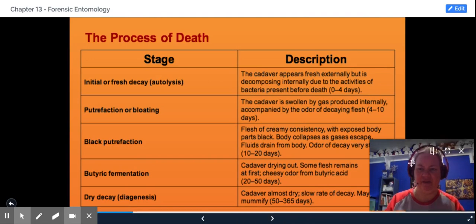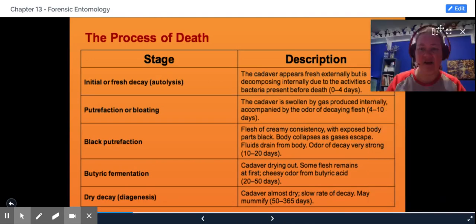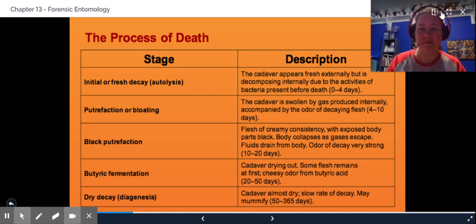There are many stages of death. The first one is initial and fresh decay, or autolysis. This is 0 to 4 days. Everything looks normal on the outside, but there is decomposition going on internally. In putrefaction, or the bloating stage, the gases produced from the bacteria breaking everything down on the inside cause the body to swell, and there is an odor at this point. This can be 4 to 10 days, depending on environmental circumstances.